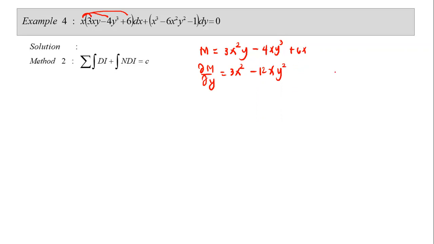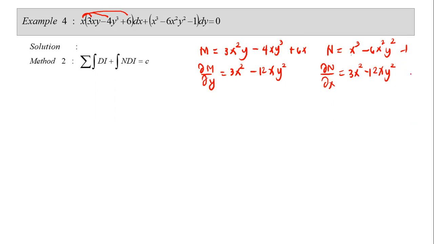And you know that the derivative of 6x with respect to y is 0, so you can just ignore that part. And then for N, you have x cubed minus 6x squared y squared minus 1. Then differentiate this partially with respect to x. So x cubed with respect to x is 3x squared. With respect to x, y squared is constant. And then negative 6 times 2, that's negative 12. Copy x, then you subtract 1 from 2. And you know that the derivative of negative 1 is 0.